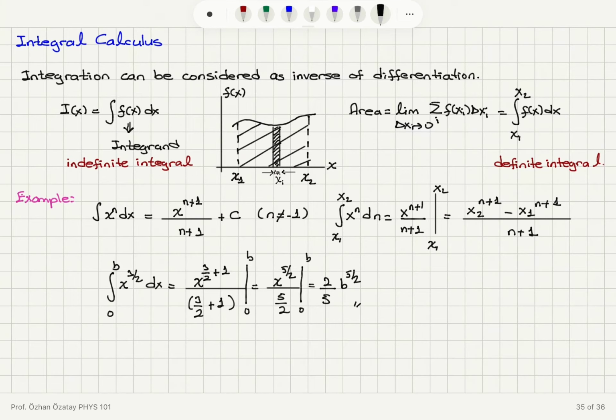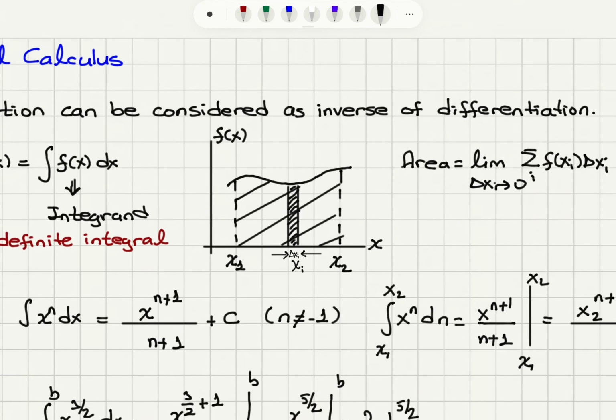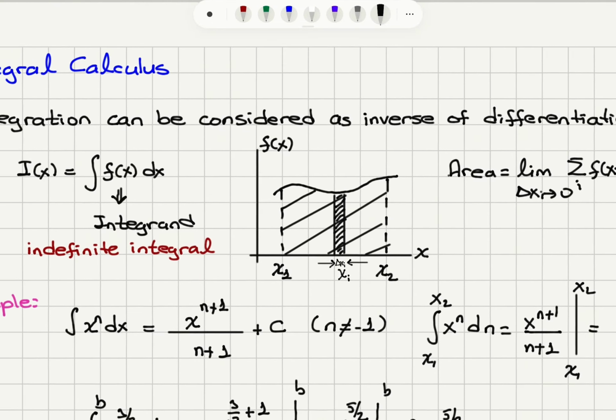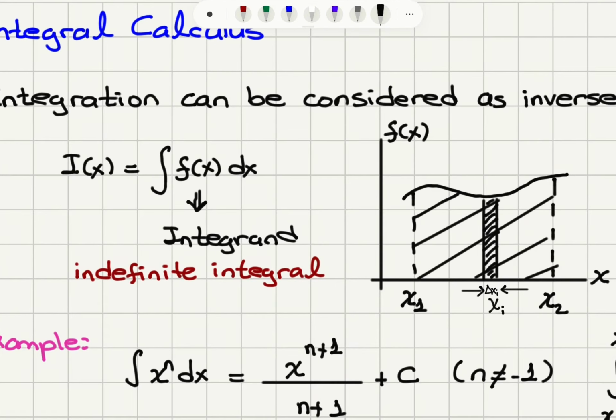Now, as for the integral calculus, we can consider integration as anti-differentiation. It's the inverse of differentiation. So the integral sign is like an S here. Then we have f of x, which is the integrand, multiplied by dx. So that gives us an indefinite integral.